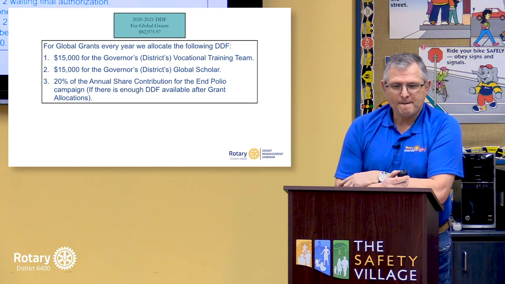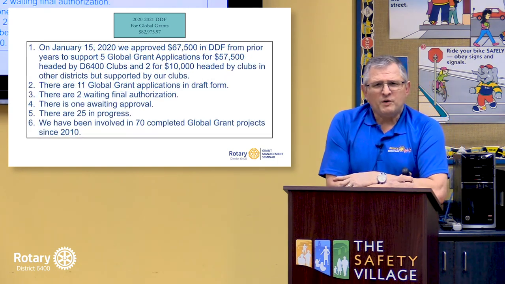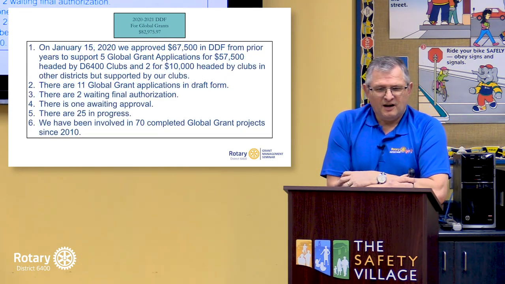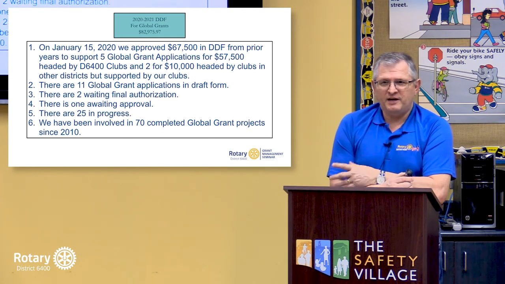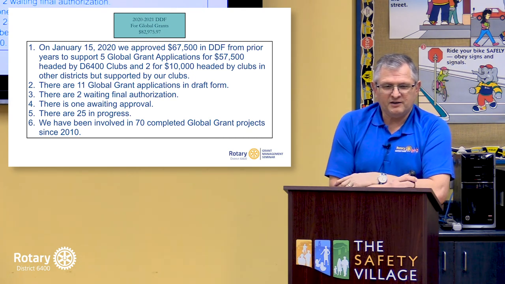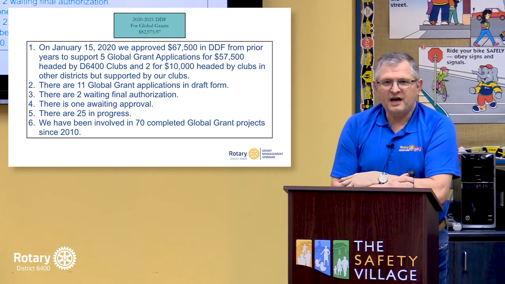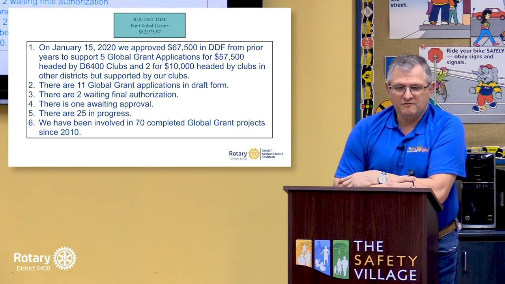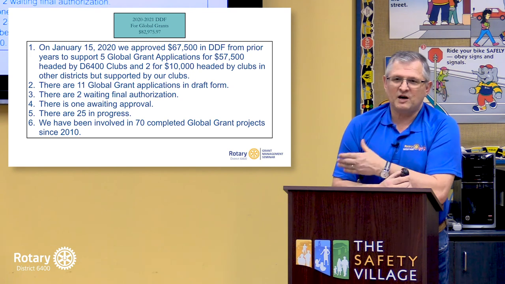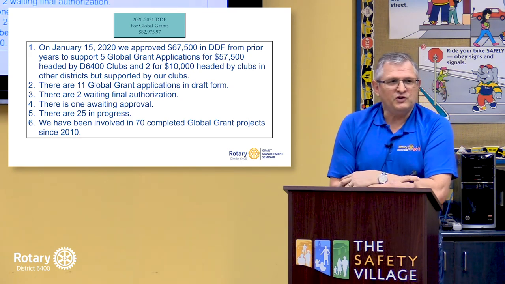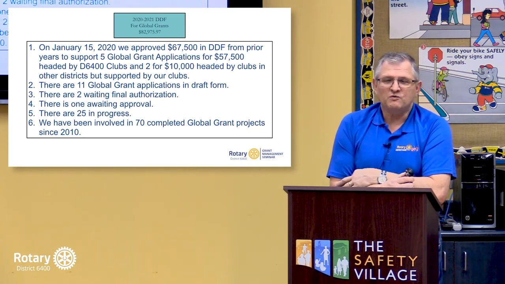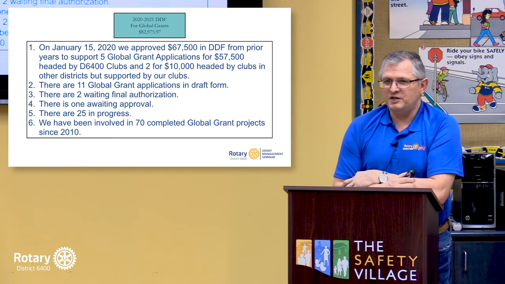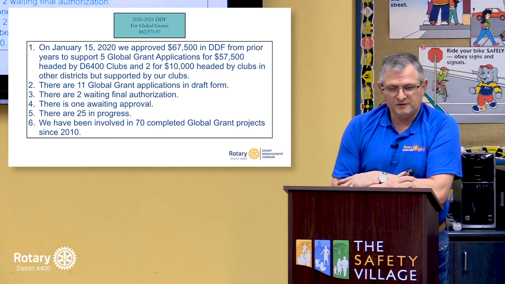What are we doing in global grants? On January the 15th, 2020, the five voting members got together and approved $67,500 in DDF support for global grants, five global grant applications that were funded through the district, and two for which we are partners. For example, $5,000 to the Guatemala Literacy Project.